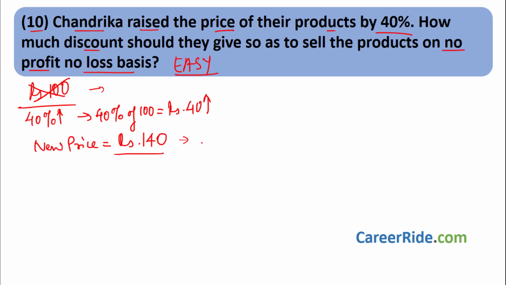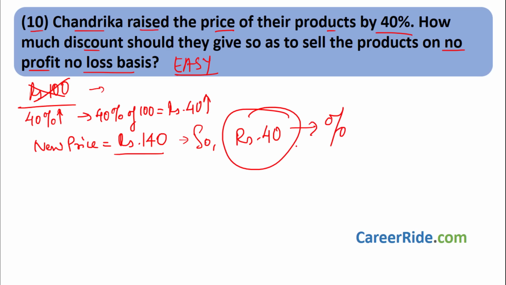Is that right? Did you get it? If you reduce the price by 40 rupees and sell the product at 100 rupees, you will be on no profit no loss basis, right? So what to do now? So we know that Chandrika should give a discount of rupees 40, right? But we want this discount in the format of percentage. So how to calculate how much is 40% of 140? Why did we take 140 and why did we not take 100? Because the new price is 140 now. We should not consider 100 anywhere.